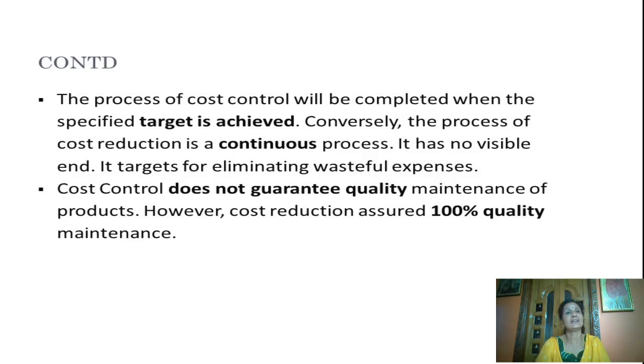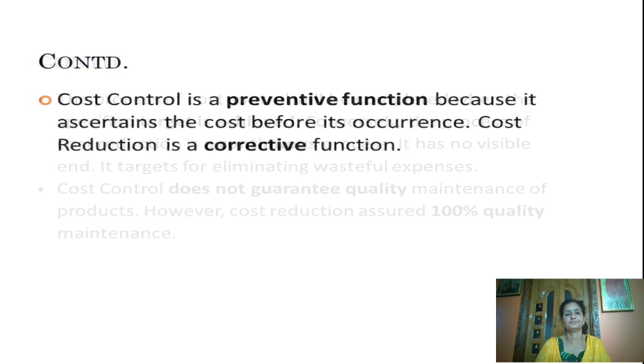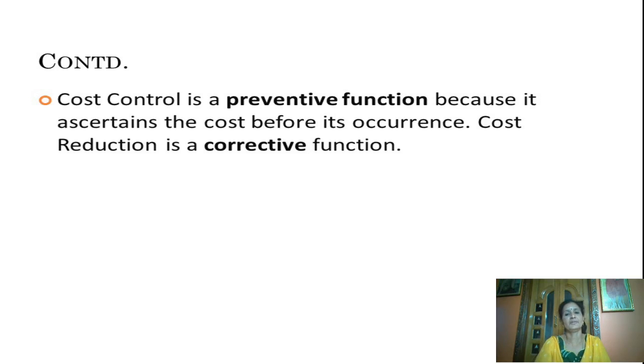Cost control does not guarantee quality maintenance of products. However, cost reduction achieves 100% quality maintenance. So this we have already discussed, where cost control gives importance to controlling the cost, and on the whole it might reduce the cost. But cost reduction gives importance to quality first. Based on keeping the same quality or a much better quality, it tries to reduce the cost. So 100% quality maintenance is there in cost reduction. Cost control is a preventive function because it ascertains the cost before its occurrence.